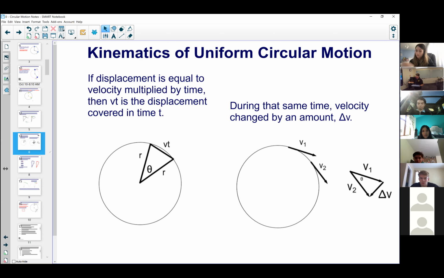I'll do it. This acceleration is called the centripetal acceleration. Its direction is towards the center of the circle. Its magnitude is given by a equals v squared over r.